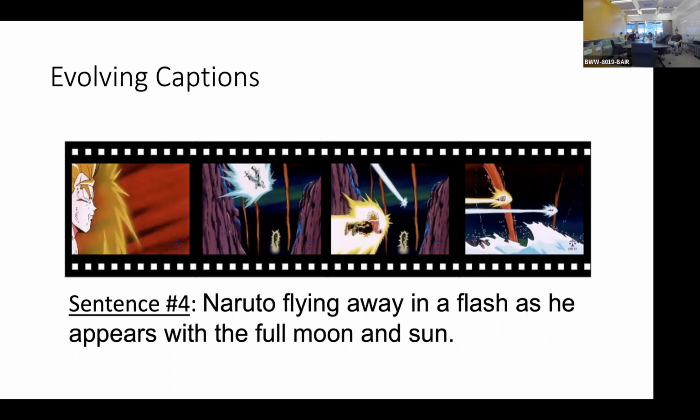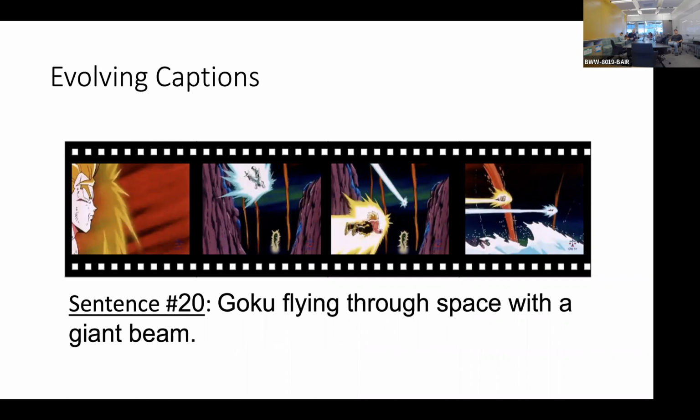So with every new sentence, the pseudo tokens remain, and we keep optimizing them. On the fourth sentence, the caption starts to talk about anime, like we have a Naruto flying away in a flash as he appears with the full moon and sun, something that is more close to the world of actual Goku from Dragon Ball Z. When we get to the 20th sentence, it actually describes Goku flying through space with a giant beam. So with those pseudo tokens, we are able to optimize the entire sentence, and it's much more coherent than we had in the previous approach.